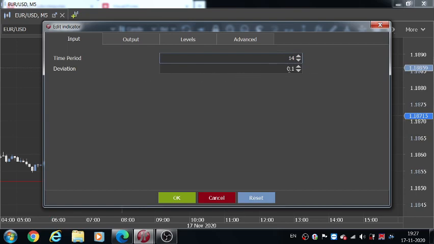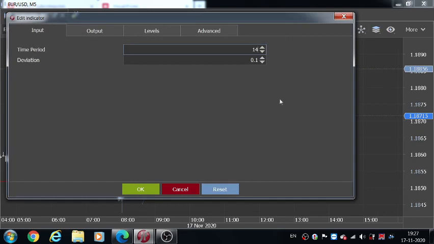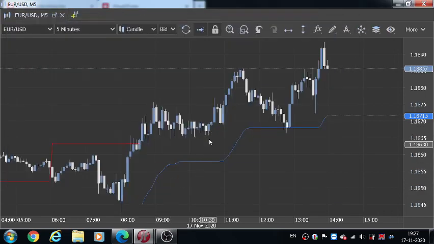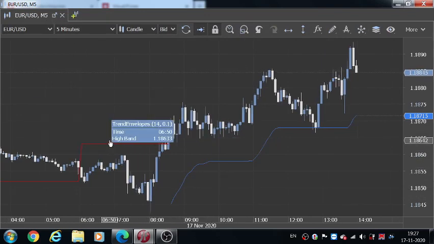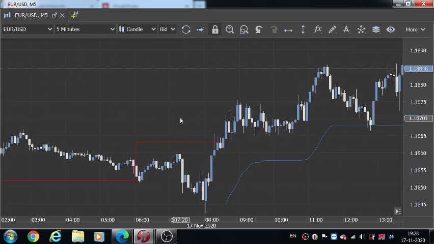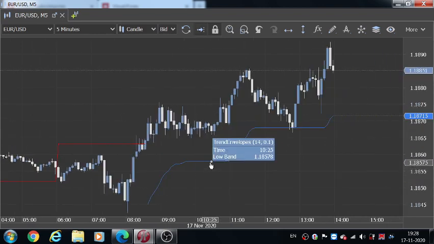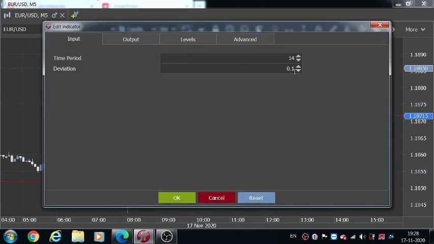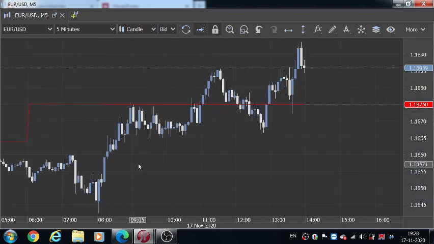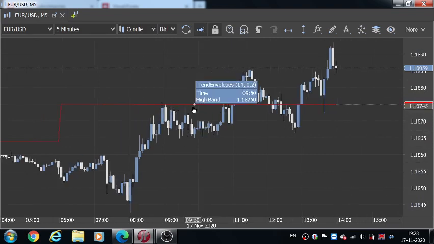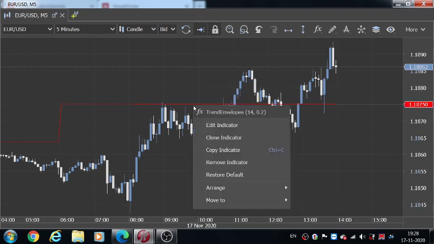Now coming to this deviation, the deviation from the simple moving average is what defines this trend envelope. So when we add that deviation to the simple moving average, we get the upper band, and when we deduct that deviation, then we get the lower band. So that's how these two bands are formed. And we can change this parameter also. For example, if you want to increase the deviation or decrease the deviation, both options are there. For example, we can make it 0.2, and now you can see that the plotting is a lot different. The lower band has disappeared. We have to rely on the higher band only.